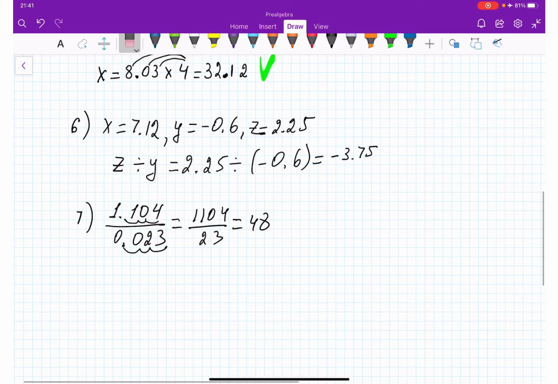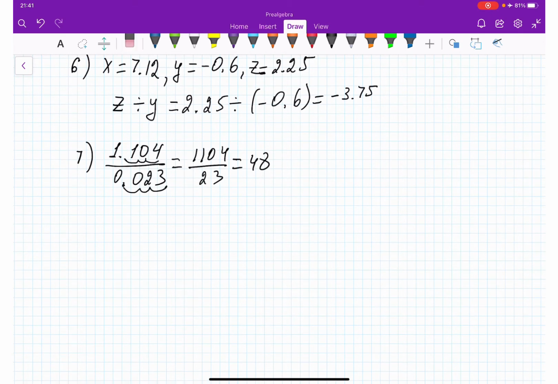Moving to question number 8. Negative 7.3 divided by negative 1000. Here is a trick about dividing and multiplying by 10, 100, 1,000, 10,000, and so on, as long as there is a 1 and zeros.